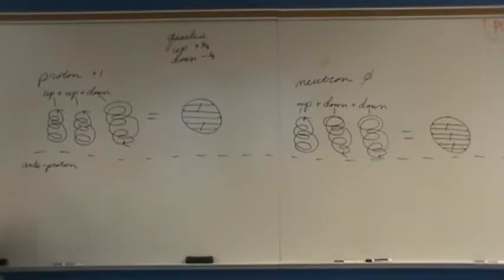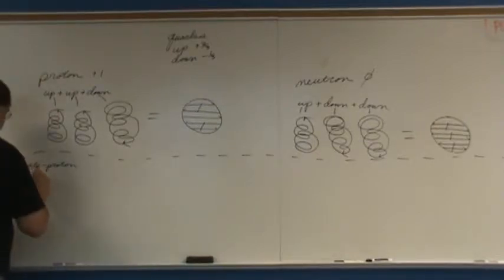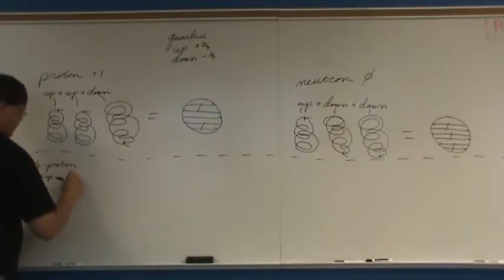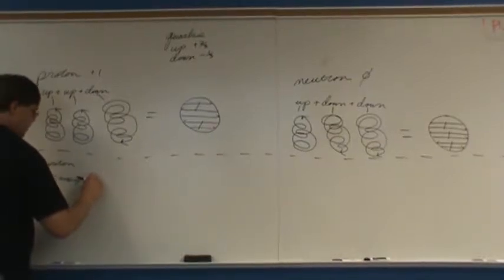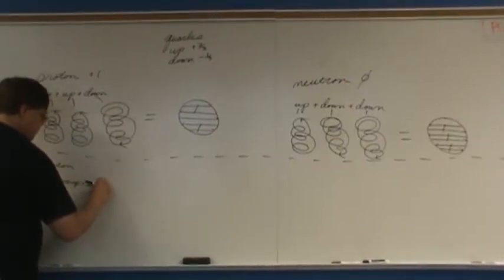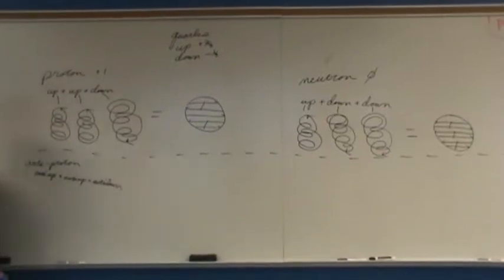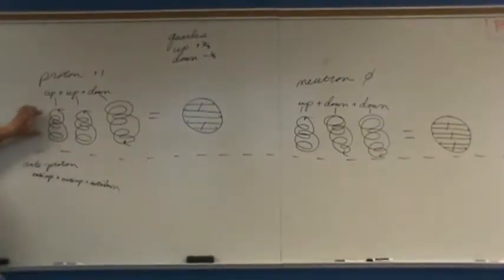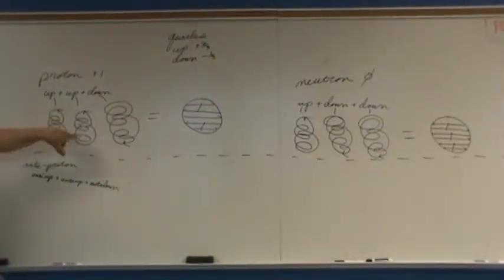Okay? Now that means we've got an anti-up plus an anti-up plus an anti-down. Okay? So the net effect is you flip these guys. So flip the directional arrows exactly opposite to each other.